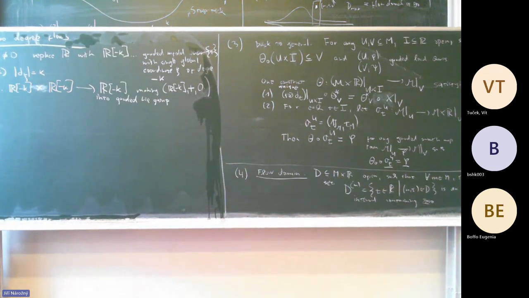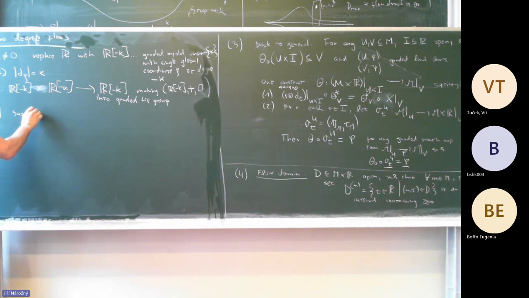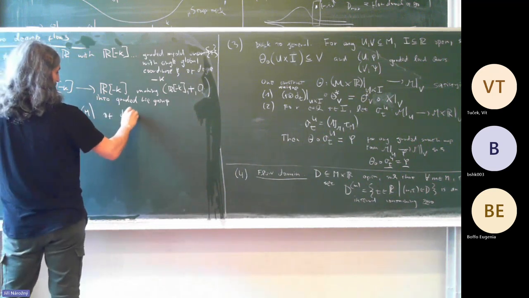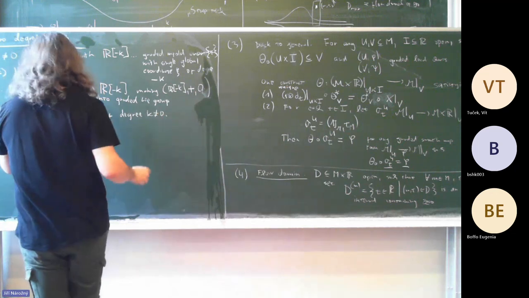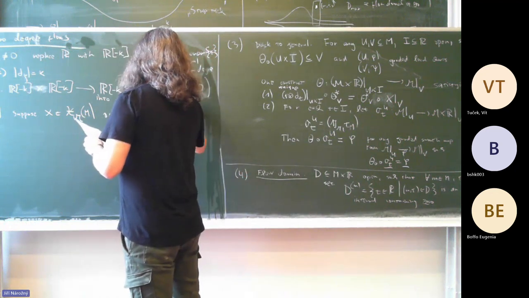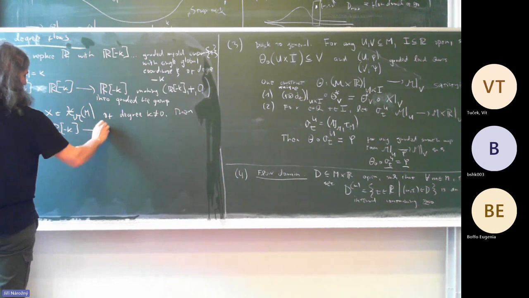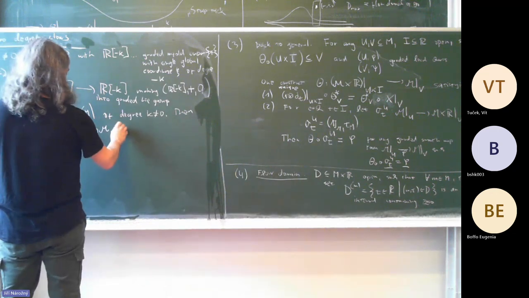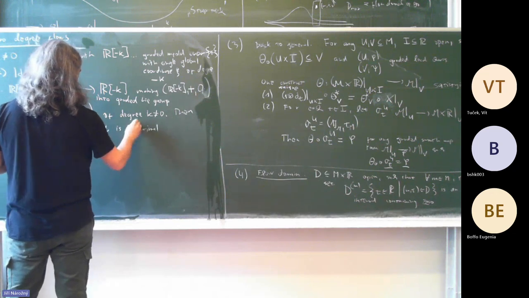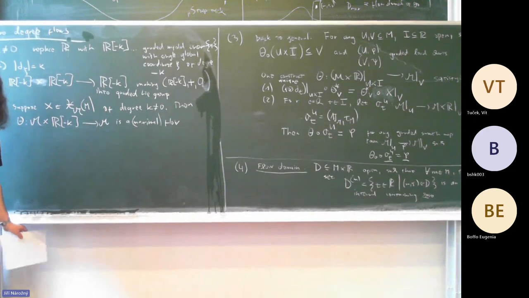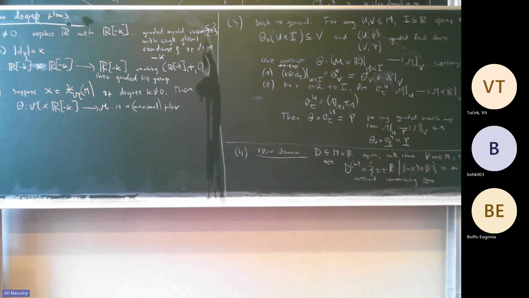And this means that we can make the following definition. Suppose X is a vector field on a graded manifold M of degree k not equal to zero. Then theta, which is a map from M times R shifted by minus k to M, is a maximal flow. This maximum is kind of stupid here, but maximum means that you choose the maximum. But there are no other flow domains here, so there is only a single domain for a flow possible.